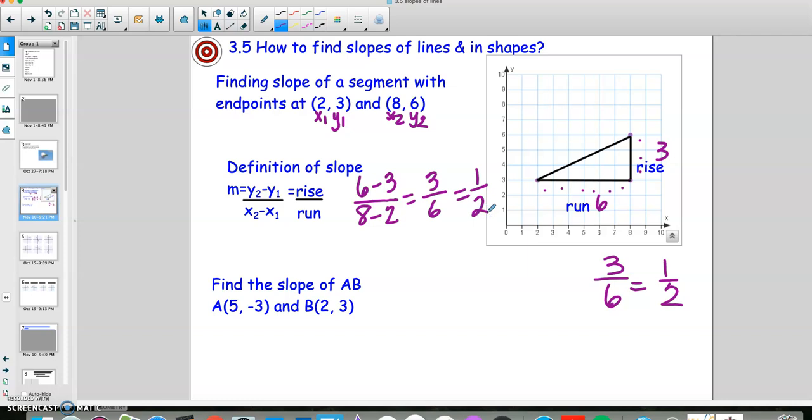All right, go ahead and find the slope of AB. You should get -2. If you don't, let me know.